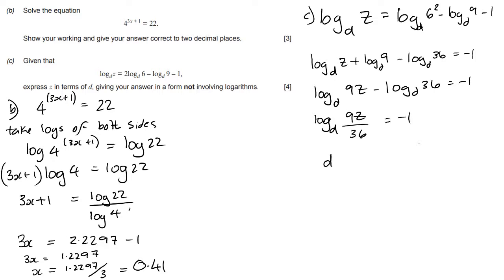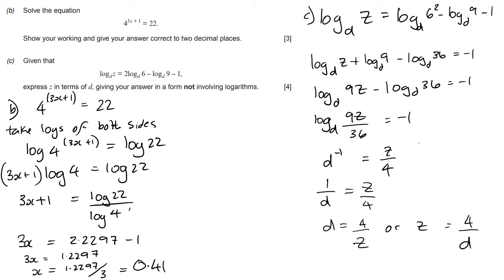So now in this case it is d to the power of minus 1 is equal to 9z over 36. We can cancel down as z over 4. D to the minus 1, if you would prefer, you can write it as 1 over d equals z over 4. A bit of cross multiplication. The d goes up, the z comes down, the 4 goes up, so that you get d is equal to 4 over z. Therefore, express z in terms of d. Okay, you need to read the question. So z is equal to 4 over d.